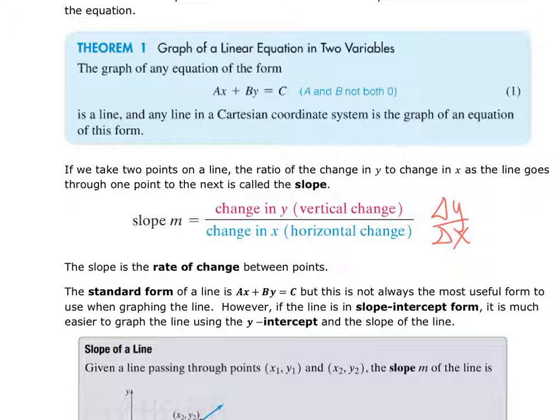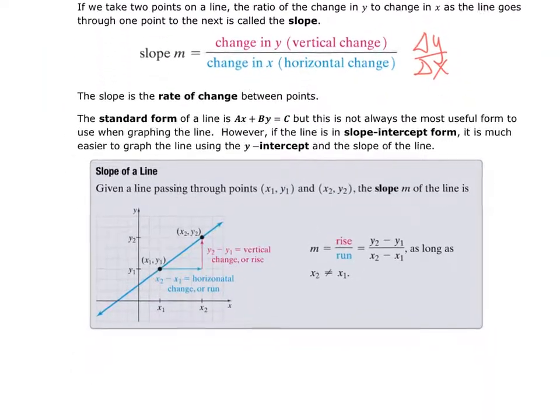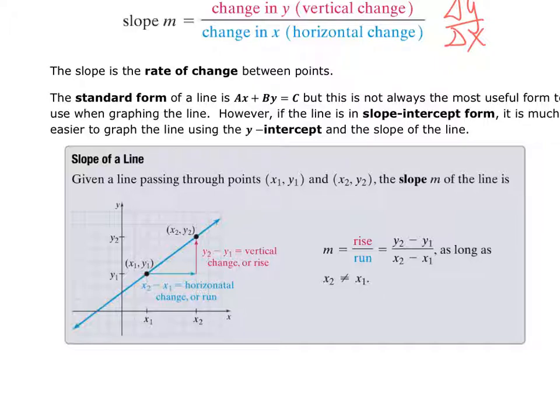What we'll want to do is put it in slope-intercept form. If we are given 2 points and we're asked to find the equation of the line, then the first thing we're going to want to do is find the slope of a line.